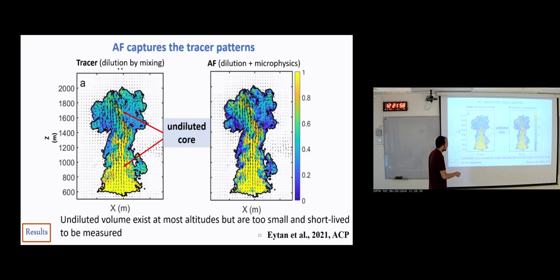So we found that, at least in those R-few simulations, we do have undiluted volumes. Of course, it doesn't mean that every weak cloud that we see here in Israel in the summer has an undiluted core. But for pretty developed convective clouds, we do have this core, and they reach almost all the way to the top, only in small areas and small bubbles.